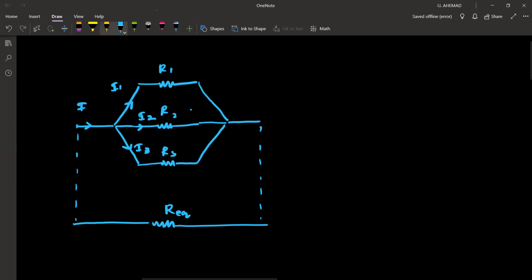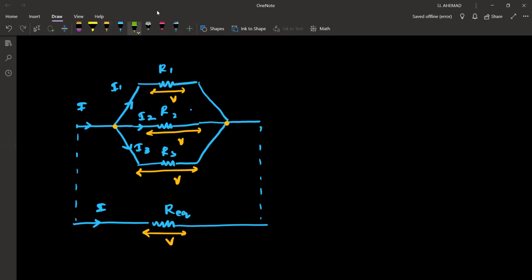But how about the potential difference across each resistor? Here also I supply current I. The potential difference across this will be V, across this is also V, and here also it's V. So the potential difference is the same in each and every resistor, because the resistors are connected to the same points, therefore the potential difference is the same.